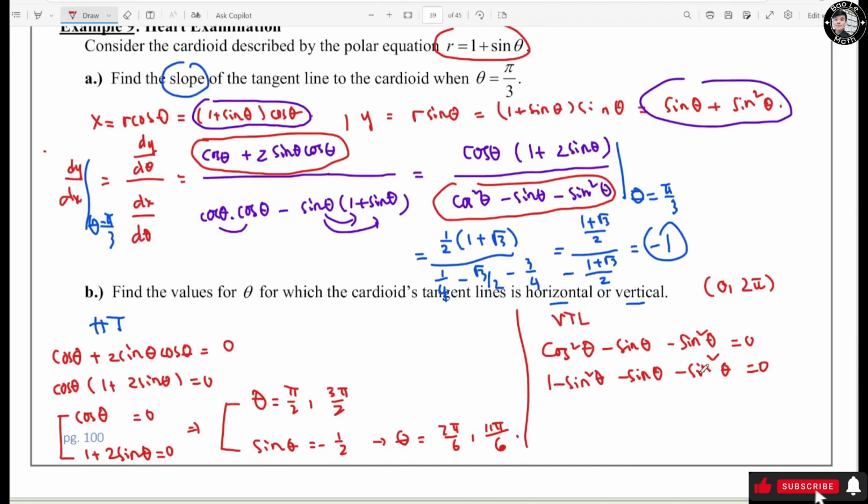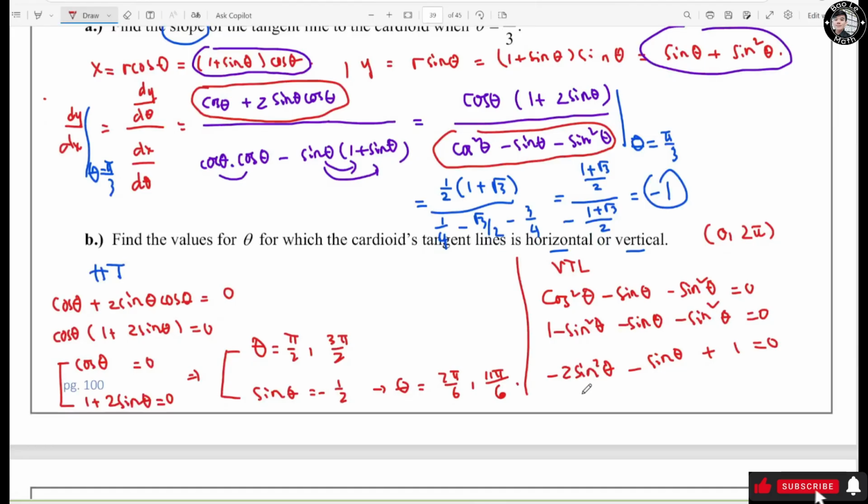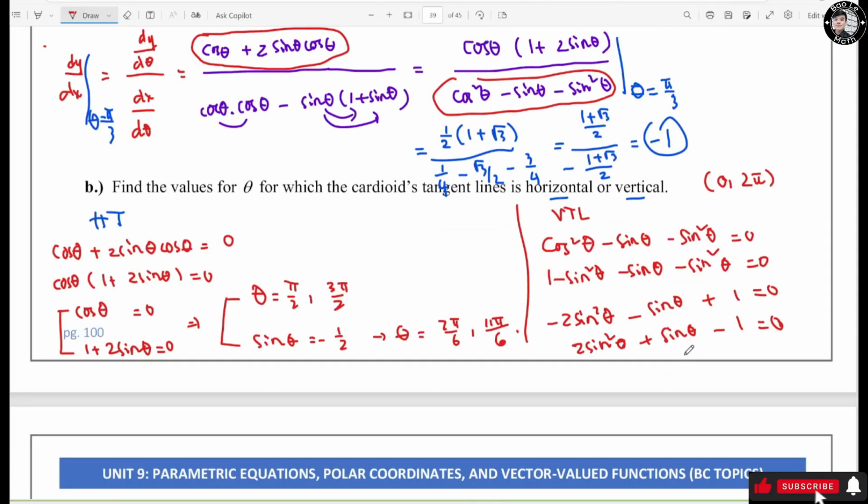So negative sine square minus sine square, it could be negative 2 sine square theta, minus sine theta plus 1 equals 0. Multiply both sides by negative 1. So it could be 2 sine square theta plus sine theta minus 1 equals 0. Now consider sine theta as the variable. So this one turns out to be a quadratic equation with respect to sine theta. So I'm going to factor this one out. I'm going to use the AC method right here.